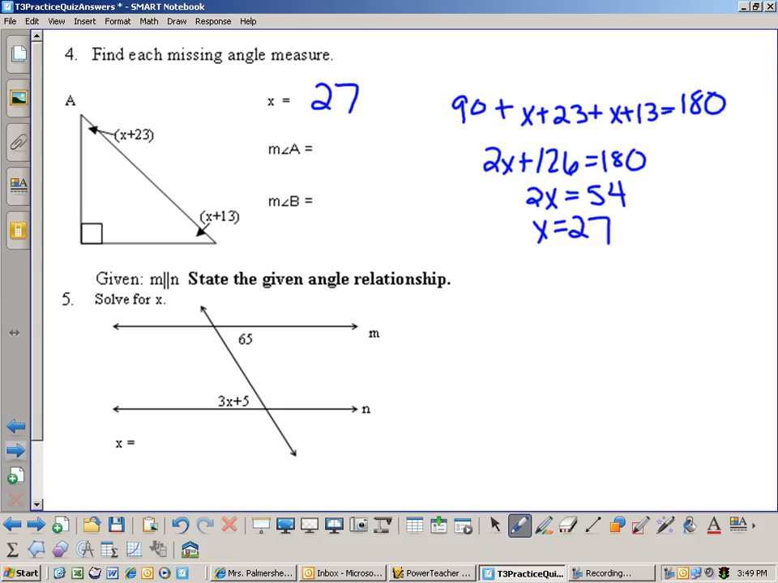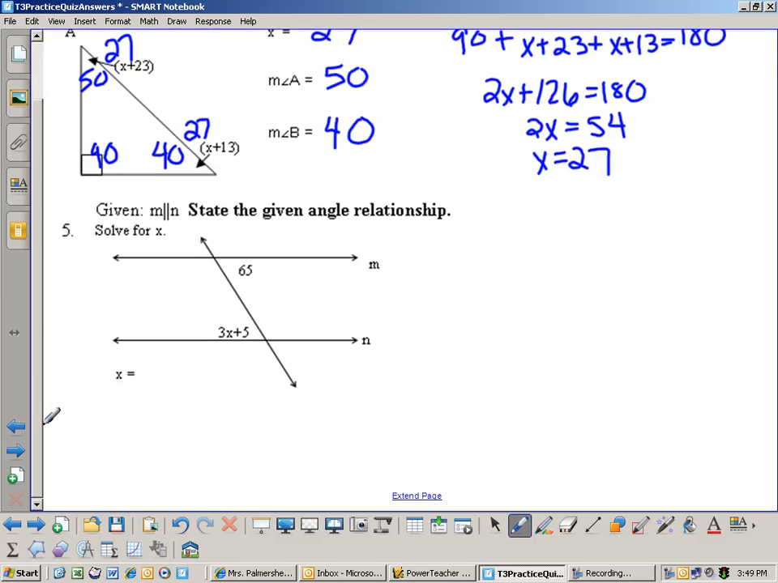And if x equals 27, then we substitute 27 in for x. The measure of angle A is 50. The measure of angle B is 40. And again, if this is 50 and this is 40 and this is 90, 50 plus 40 plus 90 is 180. So then moving on to problem number 5.